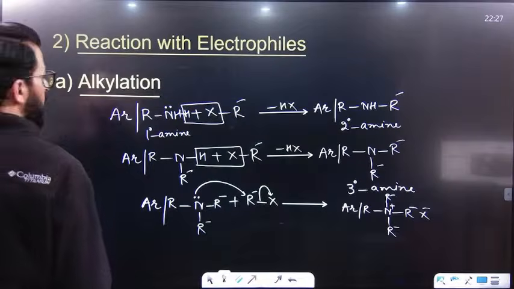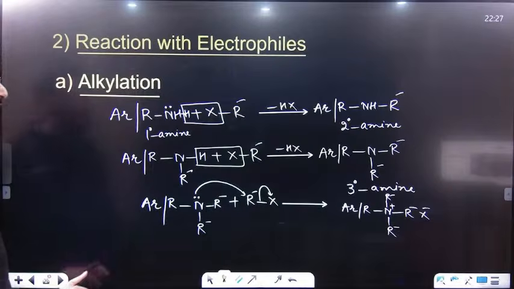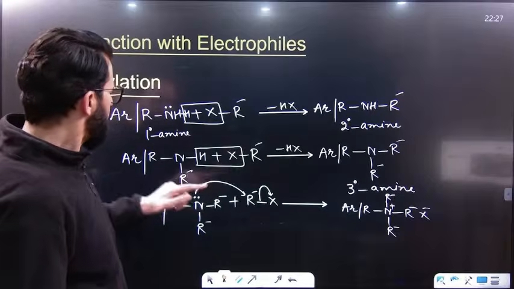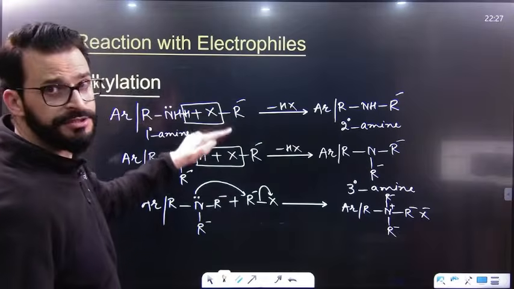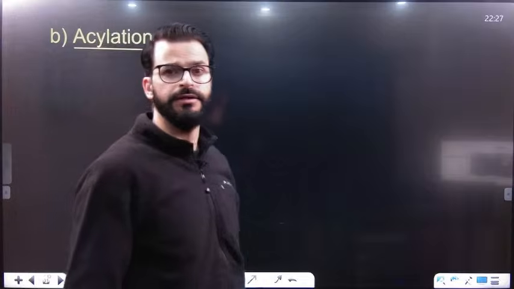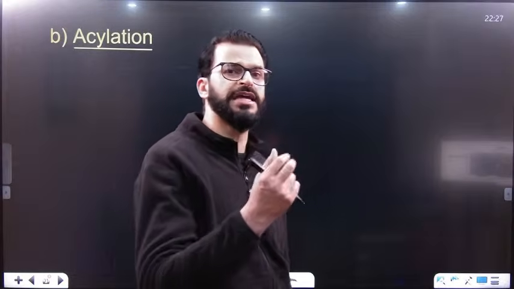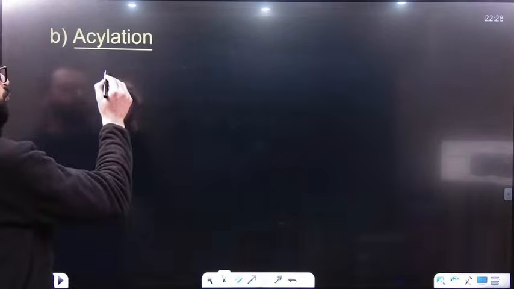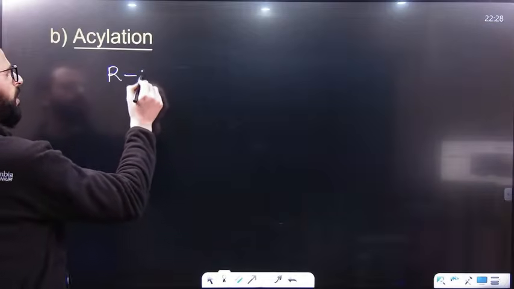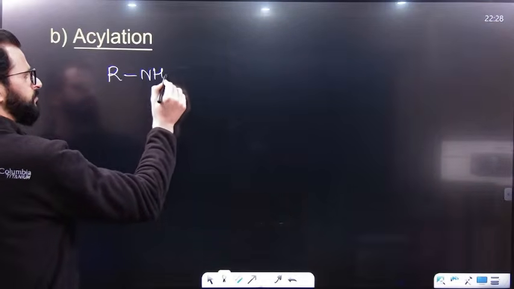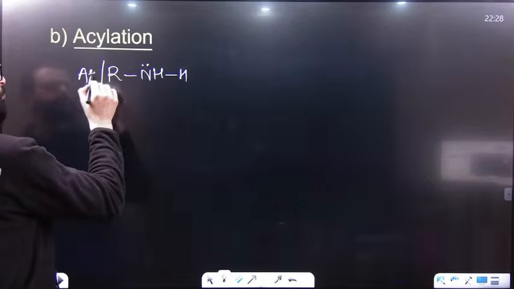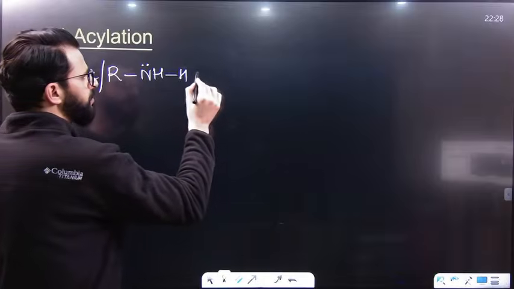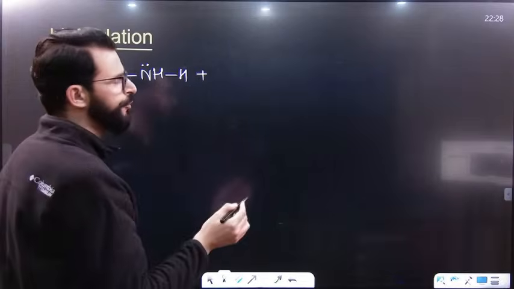After this alkylation, we have acylation. But before that, in this reaction the nucleophile was amine and the electrophile was alkyl halide. After that, acylation. What is meant by acylation? Acylation means introduction of an acyl group. If you have an aliphatic amine or an aromatic amine, you simply remove this hydrogen and replace it by an acyl group.